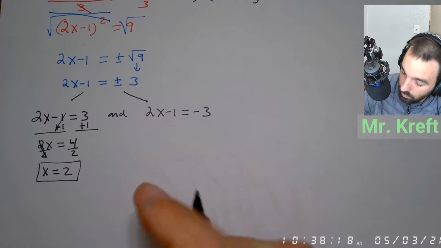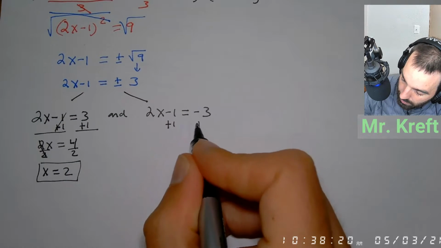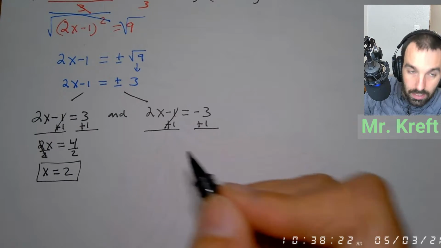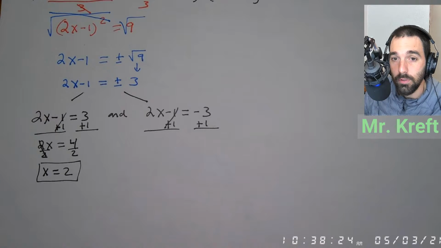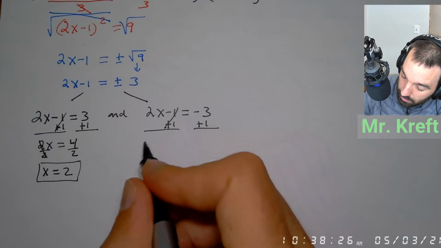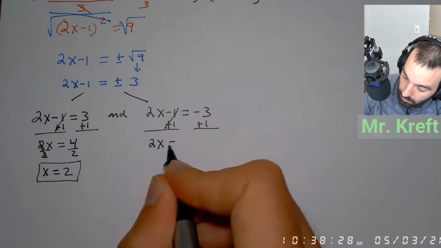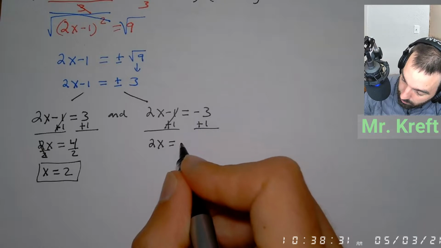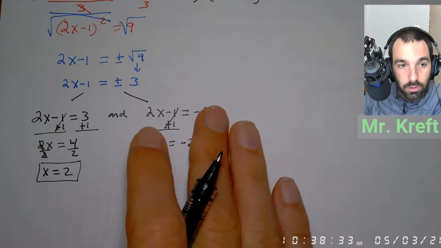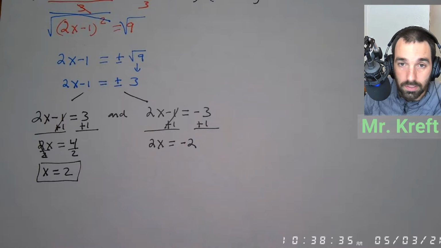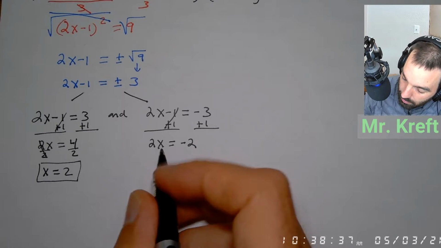And then the other one of my solutions, I'm going to go over here. I'm going to add 1 to negative 3, right? So again, a calculator here is really helpful if you're not comfortable doing this in your head. So I'm going to have 2x equals negative 3 plus 1 is negative 2. Again, if you're not comfortable with doing that in your head, use a calculator. It will do all the arithmetic for you.